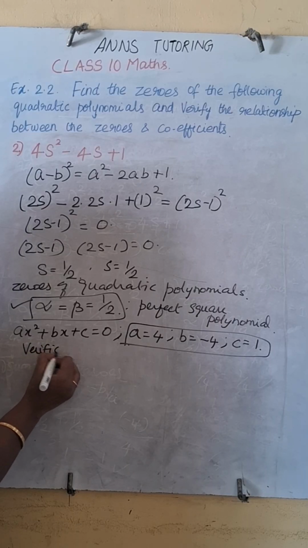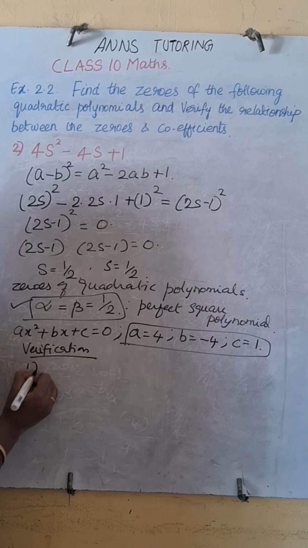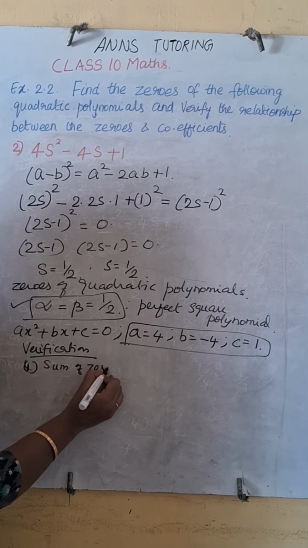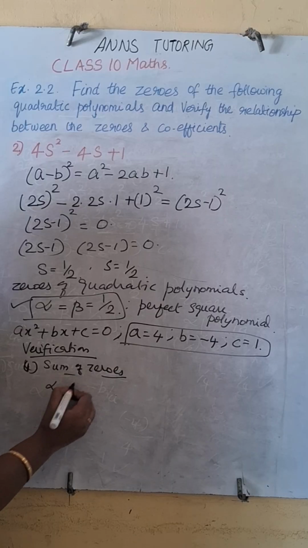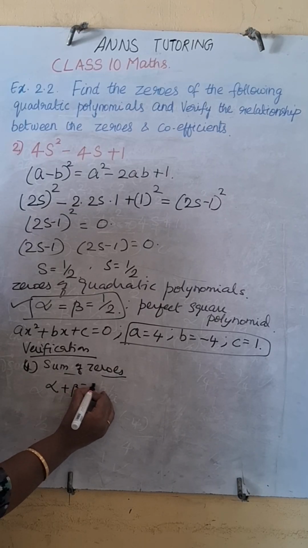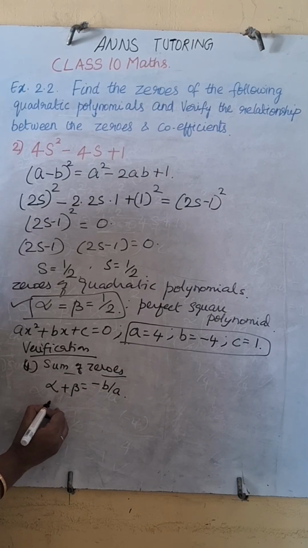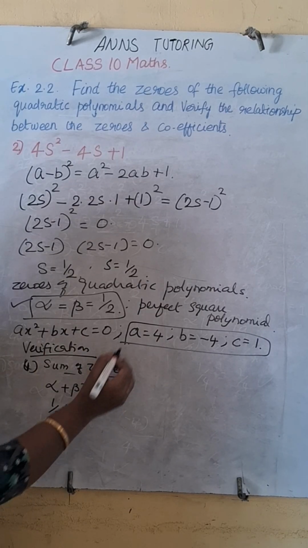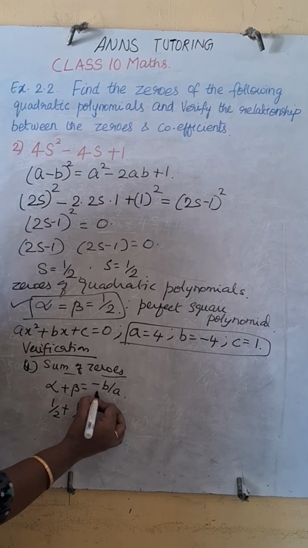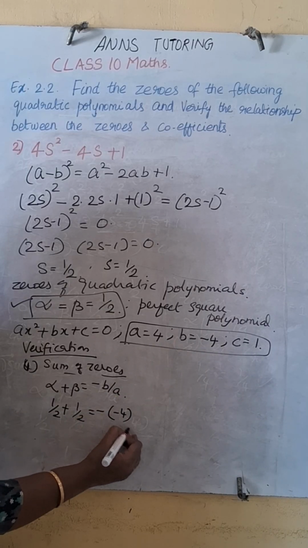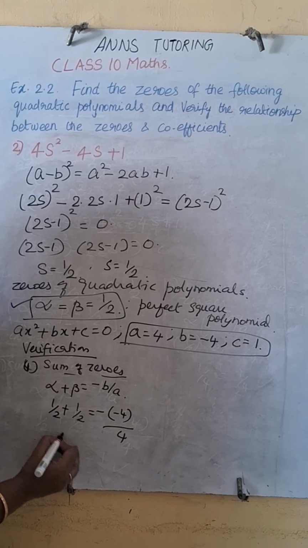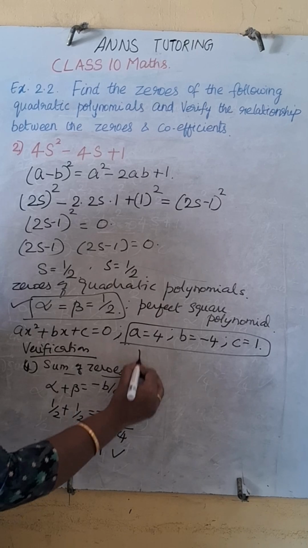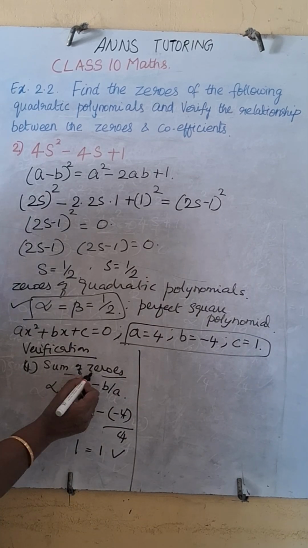Verification. First one, sum of zeros: alpha plus beta is equal to minus b by a. This is the formula. So alpha is 1 by 2 plus beta is 1 by 2, and this is equal to minus b value, minus 4, divided by a value, 4. So 1 by 2 plus 1 by 2 is equal to 1. Here also, minus into minus is plus, giving 1. So the sum of zeros is verified.